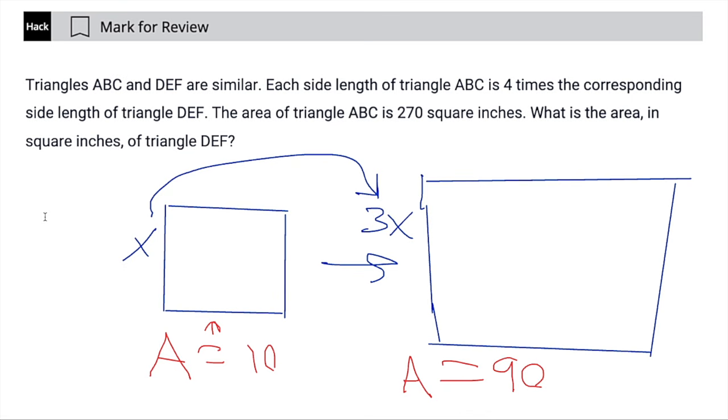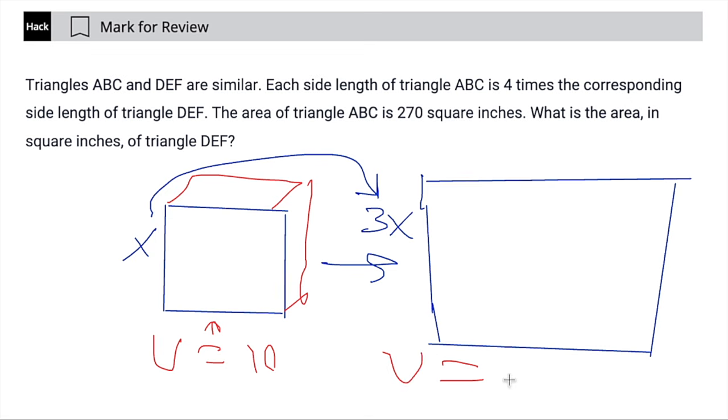And in case you're wondering, yeah, this goes with 3D shapes as well. If we turn these into rectangular prisms and we were looking at volume, now all of a sudden we wouldn't want to square it, but we would want to cube it. So if our volume here was 10, then our scale factor would be 3 to the third power, which is 27. So our volume for this one would be 270. Anyway, with all that in mind, let's look at this question.